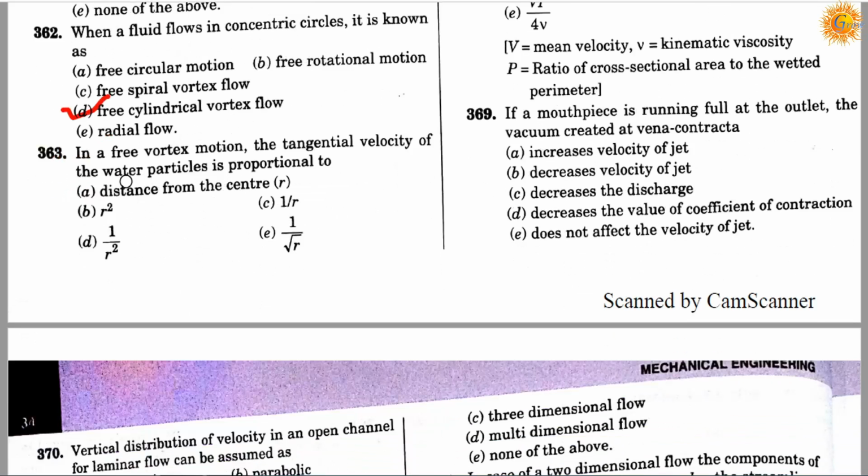Question number 363. In a free vortex motion, the tangential velocity of the water particles is proportional to: option A, distance from the center, small r; option B, r square; option C, 1 upon r; option D, 1 upon r square; option E, 1 upon under root r. Correct answer is C, it will be 1 upon r.